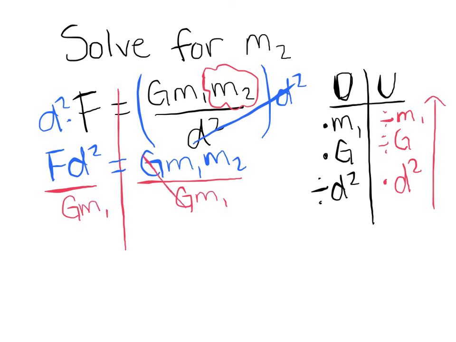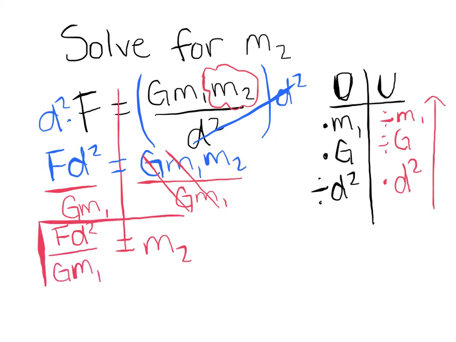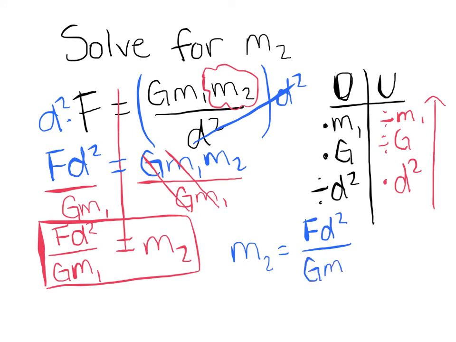So, G over G is 1, and M1 over M1 is 1. All we're left with on that side is M2. On the other side, we don't know any of those variables, so they have to stay letters. F D squared over G M1. And we're done. We've solved our equation for M2. If you want to see it in the other direction, you can just flip the two sides. M2 equals F D squared over G M1.